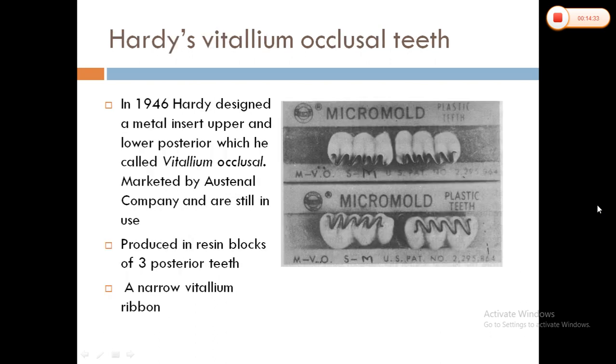Hardy's Vitalium occlusal. This is again very important, asked many times. In 1946, Hardy designed a metal insert upper and lower posterior, which he called Vitalium occlusal. Marketed by Austenal Company and still in use, it is produced in resin blocks of 3 posterior teeth with a narrow Vitalium ribbon on it. As you can see in this picture, a block of 3 posterior teeth with Vitalium ribbon on the occlusal surface.